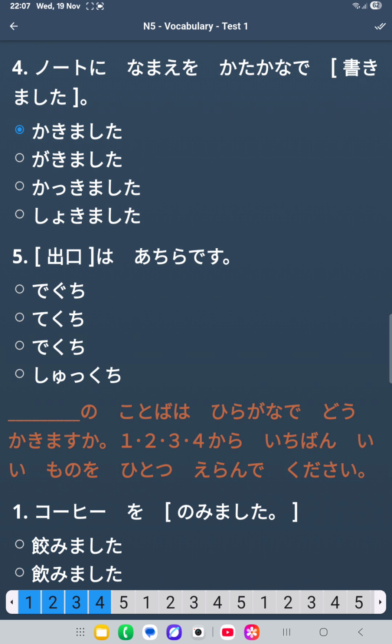So here you can see the first kanji is de, kanji, which means to go out. And the second kanji you can see of mouth, which is like exit or entrance. It is used for entrance or exit. So here you can see deguchi. Deguchi wa achira desu. The pronunciation will be deguchi.